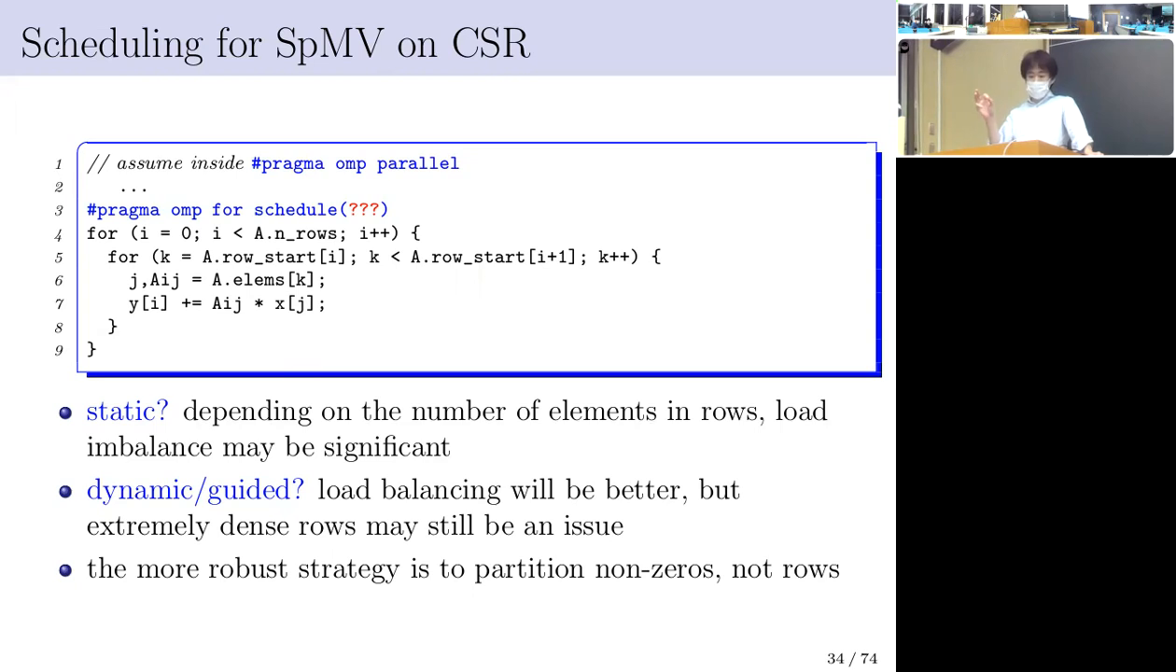In many sparse matrices that appear in real data, for example, if you have a sparse matrix representing the web graph or a social network graph, the number of non-zero elements in each row is quite different from one row to the next. So you may consider applying dynamic or guided scheduling to somewhat alleviate it.